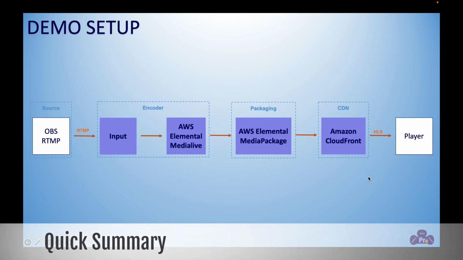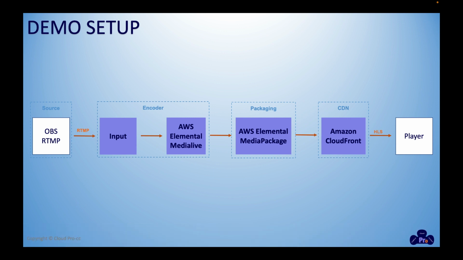This is what exactly we saw in the demo. We had an OBS source which created an RTMP stream out of a screen capture of a clock. The input went to AWS Elemental MediaLive. It transcoded it into an HLS and gave it to Elemental MediaPackage.